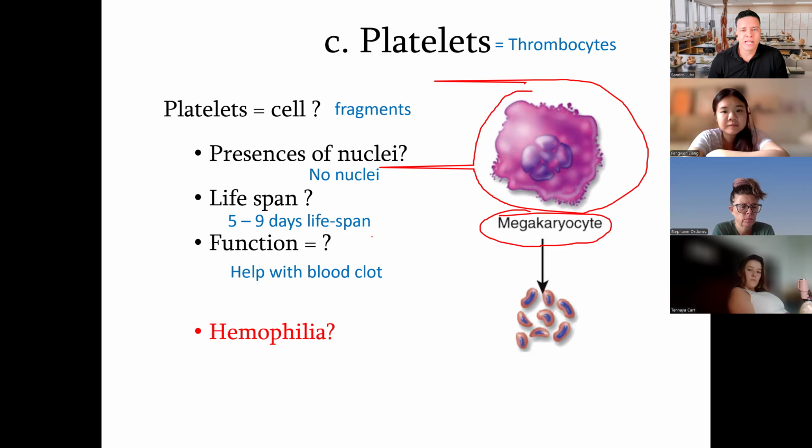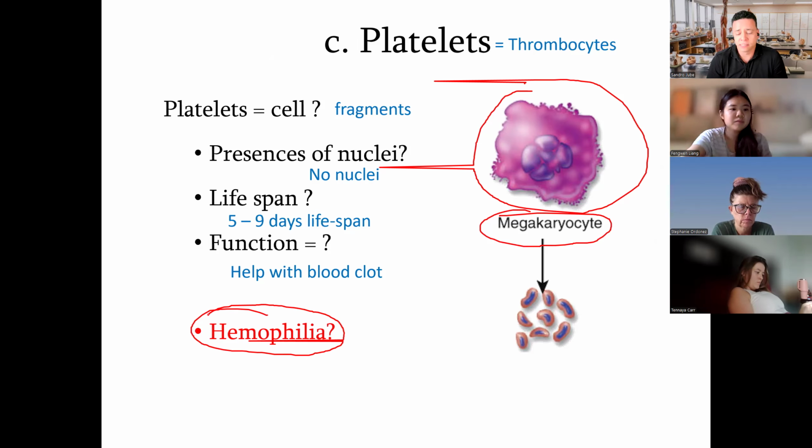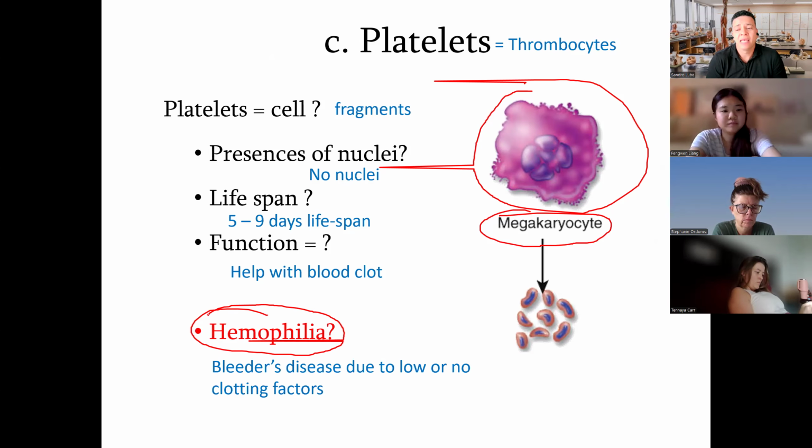There's a condition that is related with the thrombocytes and some other clotting factors, and this is a condition called hemophilia, also called the bleeder's disease. Why is it called the bleeder's disease? Because this individual here cannot clot his blood or her.